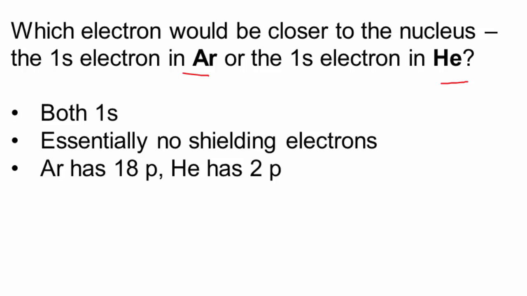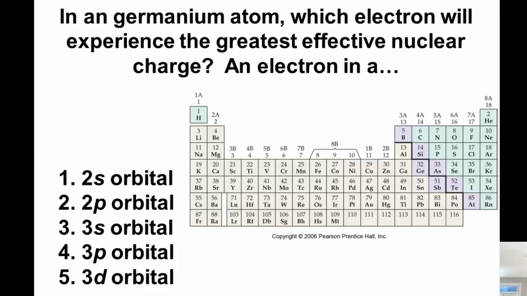So even though these are both 1s electrons, we would say the argon protons are able to pull that 1s electron in closer, and so the argon would definitely have its 1s electron much closer to the nucleus than that of helium. Let's look at another question.